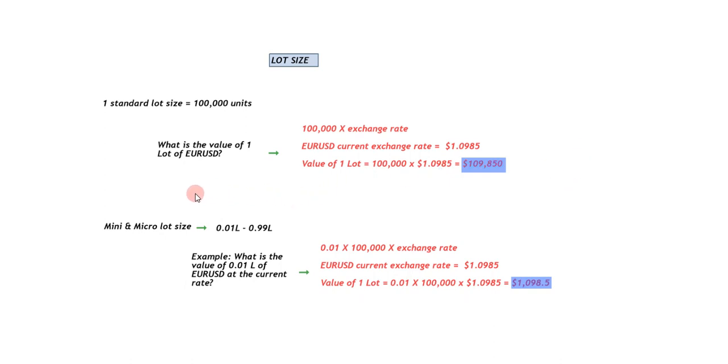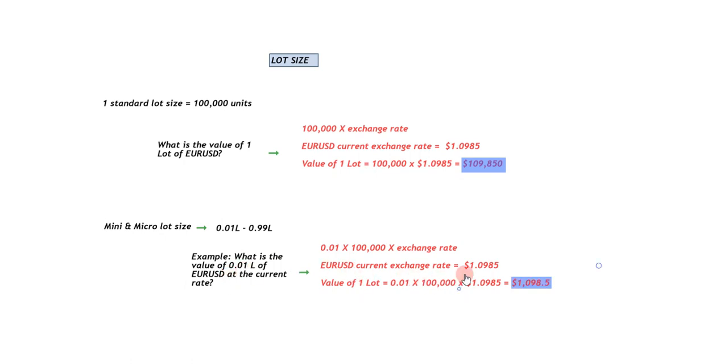But if you don't have so much money, you can of course buy the micro lot, 0.01 lot to 0.99 lots. So that's what we have for micro and mini lots. That means the minimum lot size you can trade is 0.01 lot.